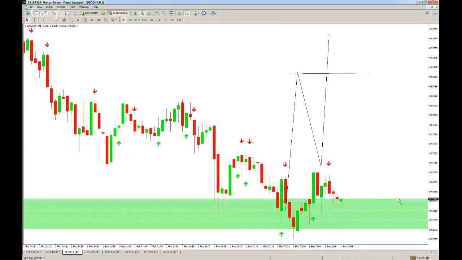And if you haven't yet been involved in a trade on the dollar Swiss, you could see some buying pressure as we come into that 50% retrace. But anyway, let's just wait and see.